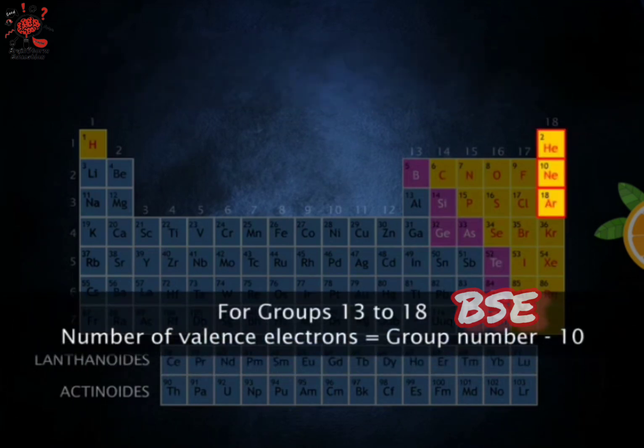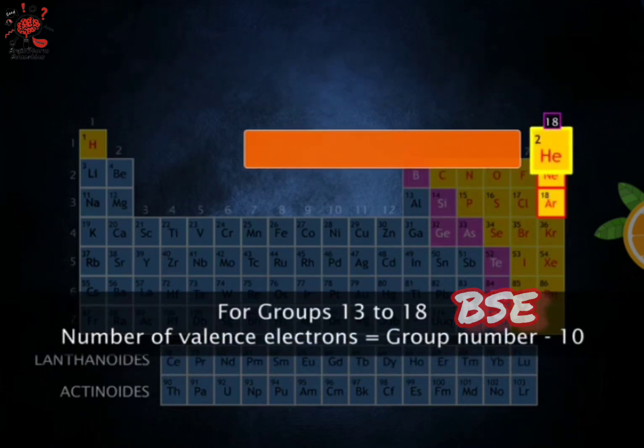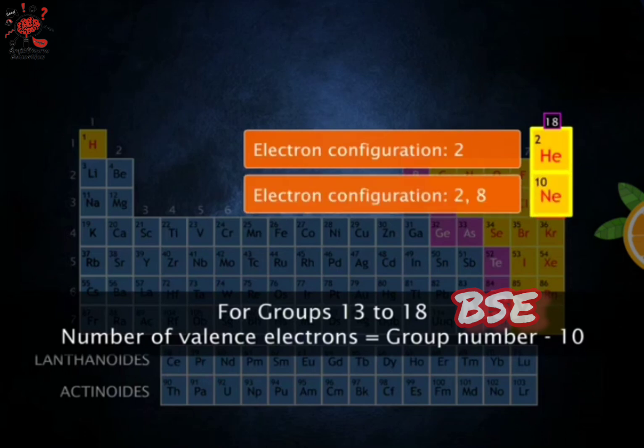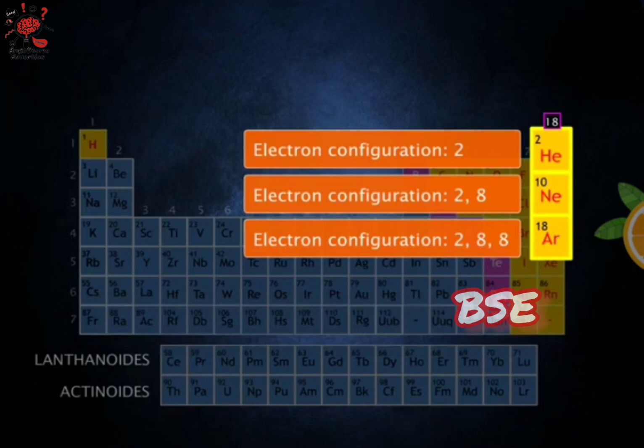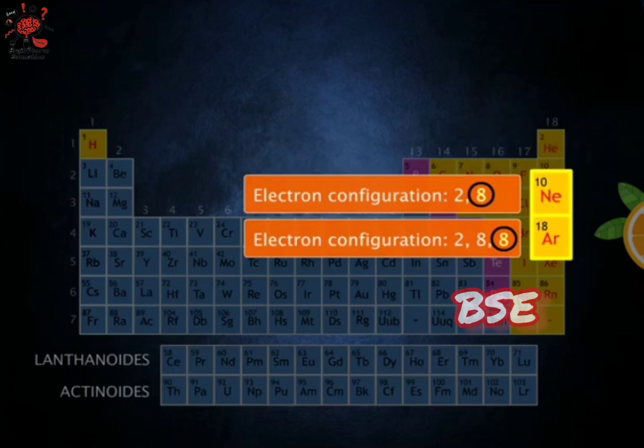Do all elements of group 18 follow this rule? Helium has only 2 valence electrons, unlike other elements that have 8 valence electrons. What is the valency of group 18 elements? Hence, we can say that groups in the periodic table share an identical outer shell electronic configuration.